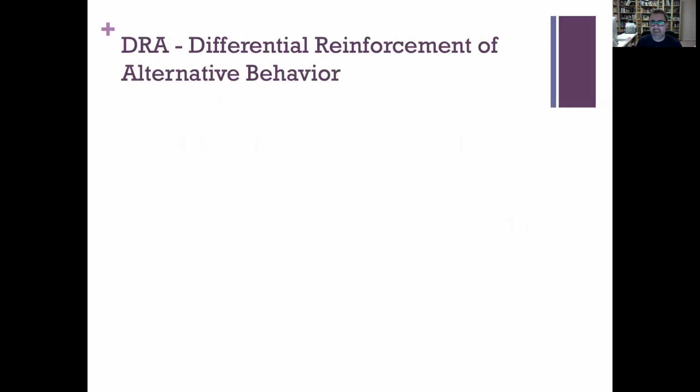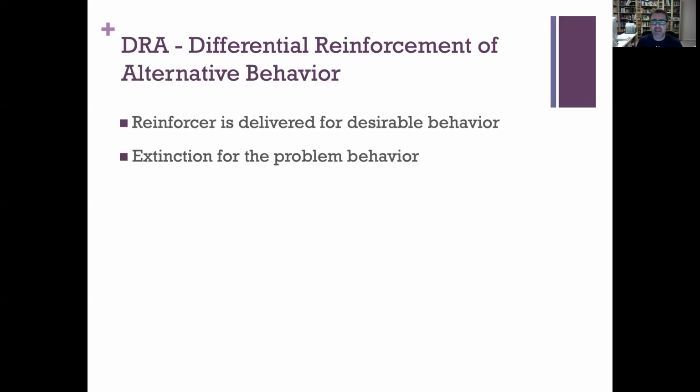Now, what is DRA? DRA involves a reinforcer being delivered for the desirable behavior and extinction for the problem behavior. There are some situations in which the problem behavior cannot be extinguished, and I'll tell you a little bit about it in a few minutes. And there may be some rare situations in which the problem behavior may have to produce some form of aversive stimulus, or some sort of punishment. We'll talk about that later when we discuss punishment.